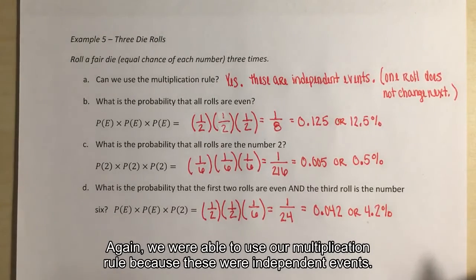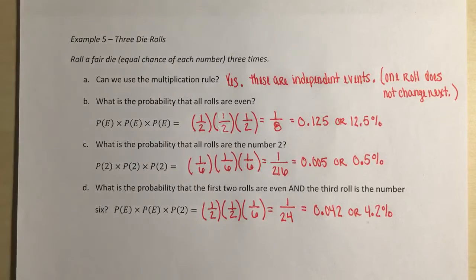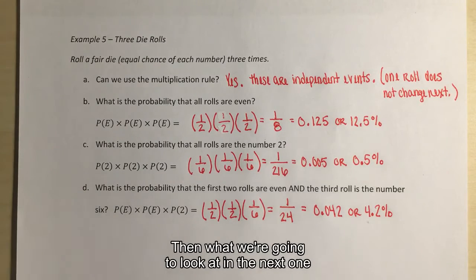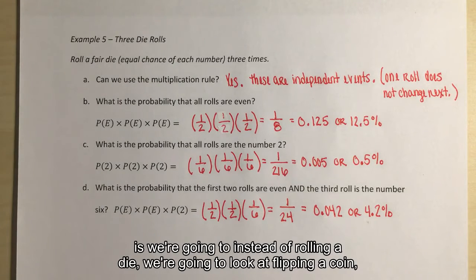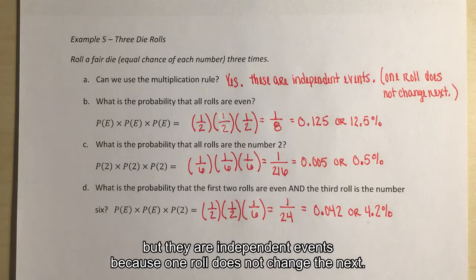Again, we were able to use our multiplication rule because these were independent events. Our first roll did not affect the second roll. Right? And then what we're going to look at in the next one is, instead of rolling a die, we're going to look at flipping a coin. But they are independent events because one flip does not change the next.